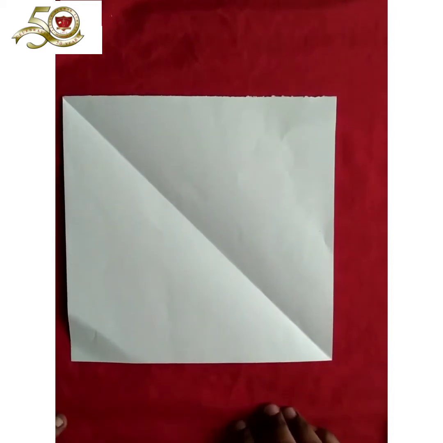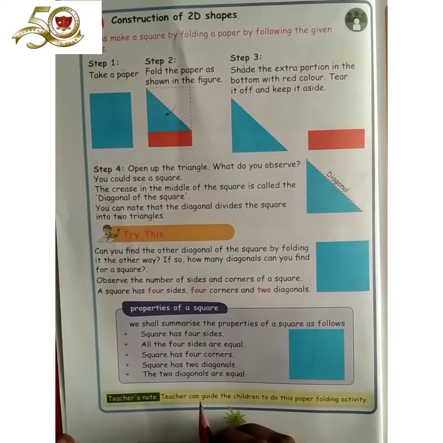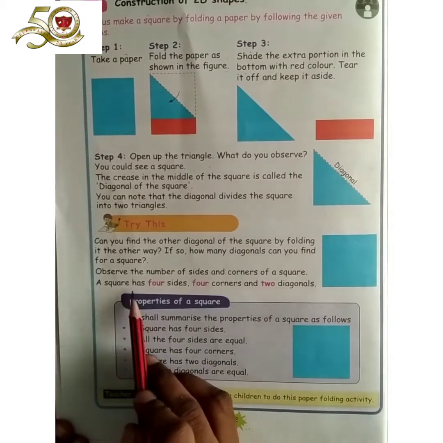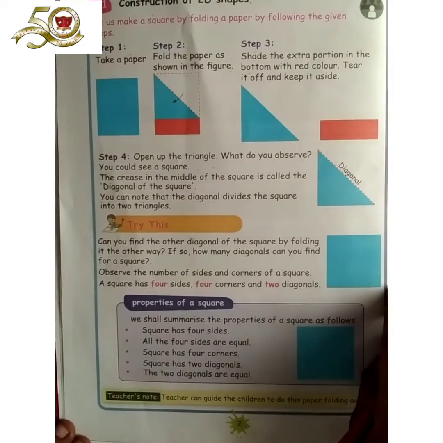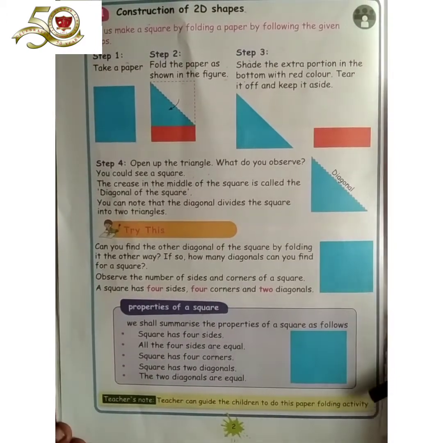Square. You can also do it in your home. So students, now I am going to tell you the properties of a square. I already said a square has 4 sides, 4 corners and 2 diagonals. What is a diagonal? I showed you diagonals.